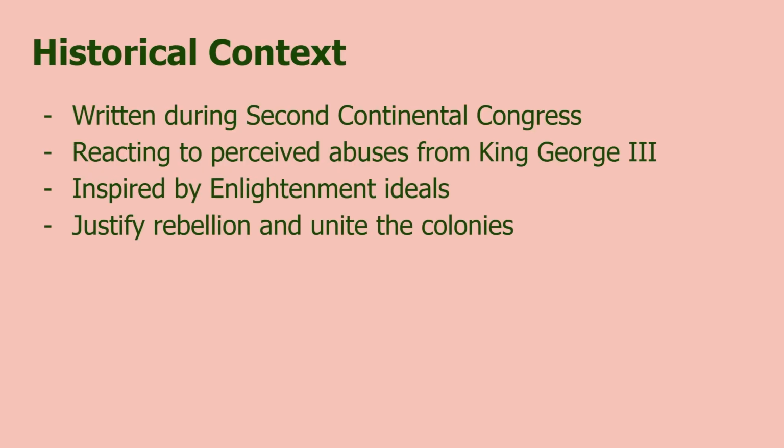type of document. So for context, this was written during the Second Continental Congress during the Revolutionary War. A lot of the content in the declaration is reacting to perceived abuses from King George and by the British government as a whole. It is inspired by Enlightenment ideals. You can mainly find that in the preamble, a lot of things about natural rights and freedom, but ultimately the main goal of the declaration was to justify the rebellion of the colonies and unite the colonies against Britain.